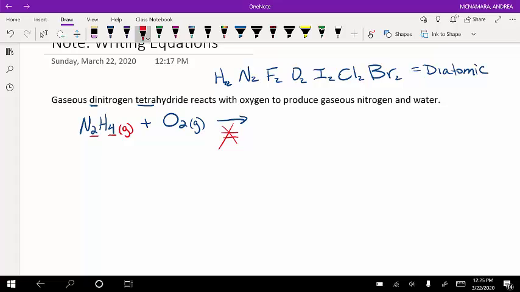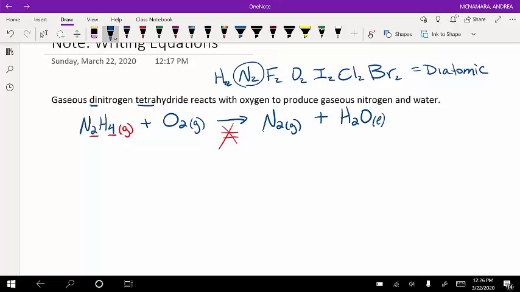Okay, and it produces gaseous nitrogen. So nitrogen is another one of my diatomic molecules. So N2, gas, right? And water. And again, I know you're all familiar with the formula for water. And since no state of matter is given here, you can go ahead and assume that it's a liquid. Okay. If it's some kind of combustion, if it says burns or something like that, then you can probably change that water to a gas. It's probably going to vaporize.